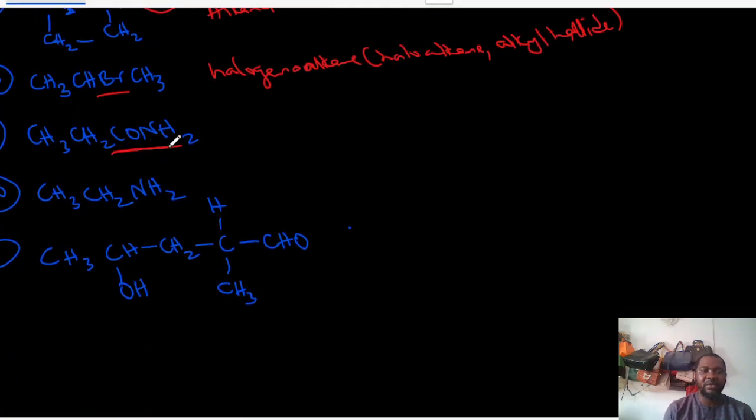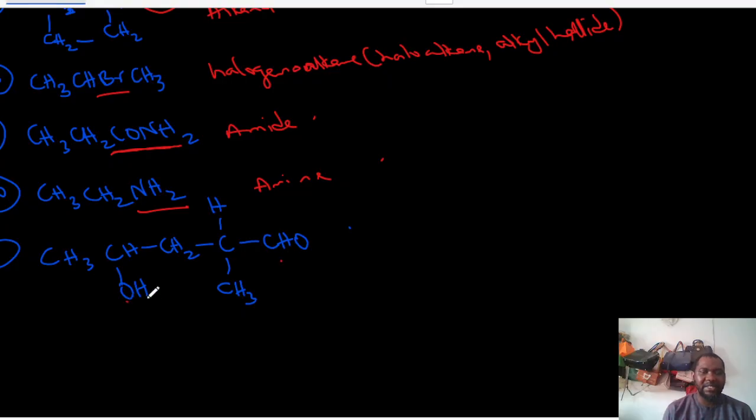Then for this one, you can see the odd man out here is CONH2. Whenever you see a CONH2, you know you are dealing with an amide. That's an amide. Okay, and this is NH2. When it is just NH2, it is an amine. And this one here has OH and a CHO. It has two groups here.